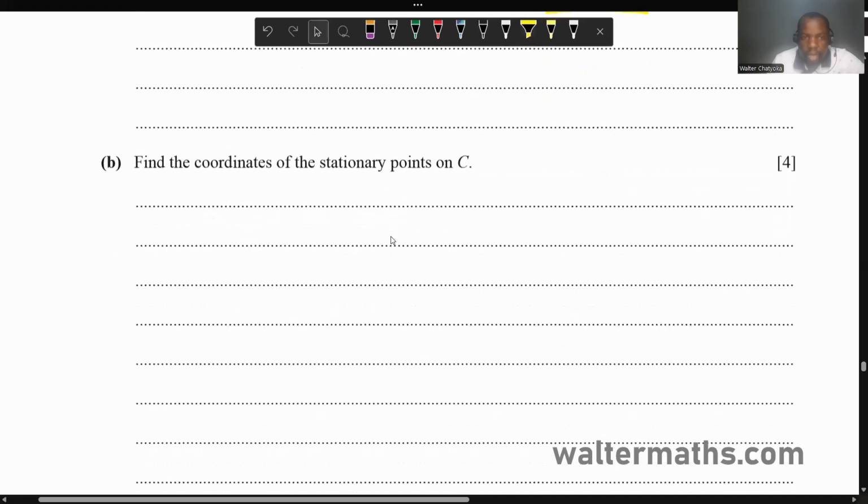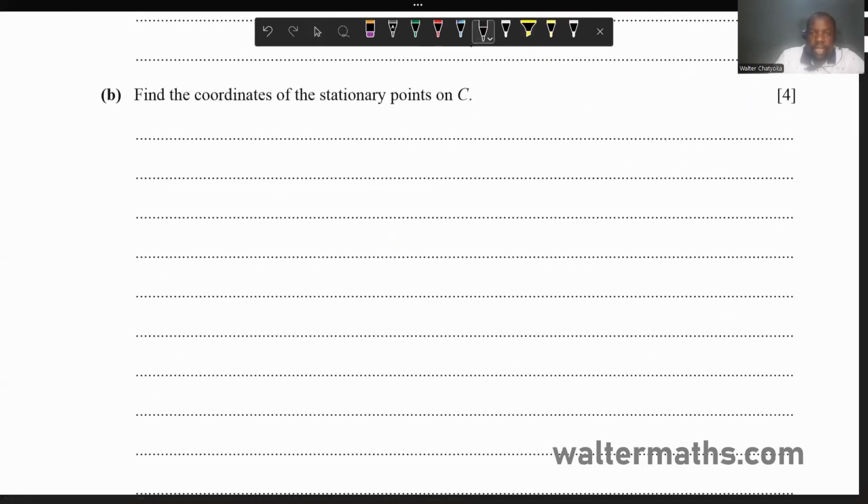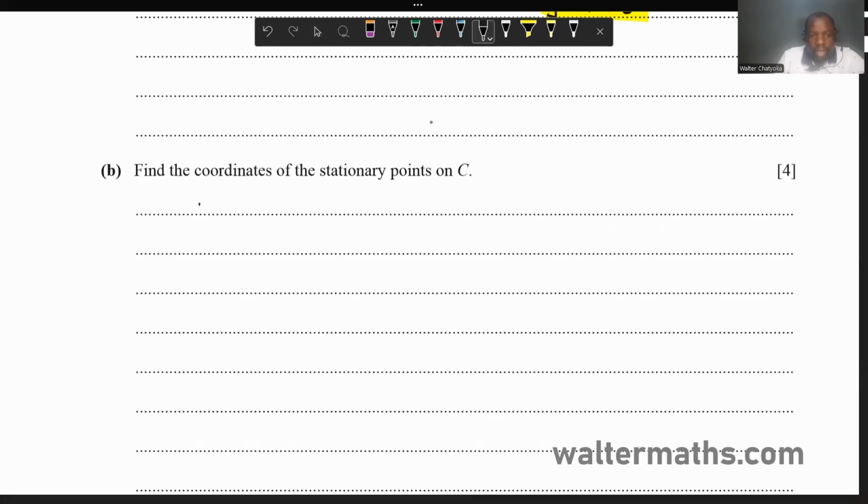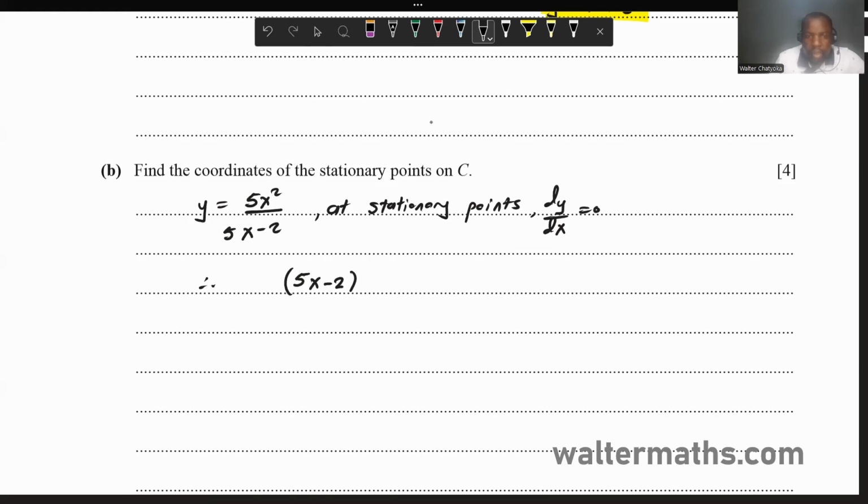Let's move on. On part B, they say find the coordinates of the stationary points on C. All right. So for the stationary points, we know that dy/dx is 0. So we have y is equal to 5x squared over 5x minus 2. And at stationary point, we know that dy/dx is equal to 0. So for dy/dx, I'm doing the quotient rule for differentiation: 5x minus 2 times the derivative with respect to x of 5x squared, minus 5x squared times the derivative with respect to x of 5x minus 2, and that's going to be over the denominator.